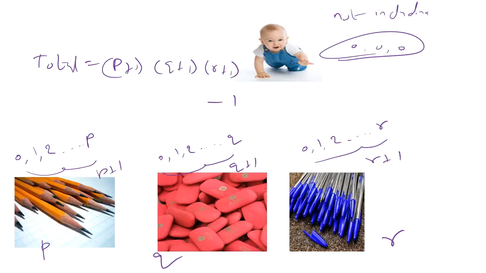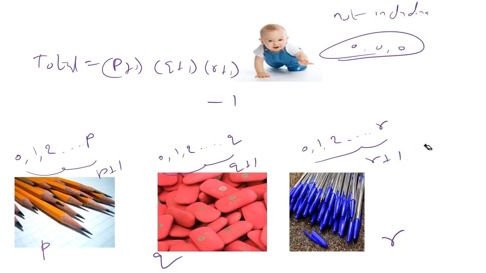And the proof is like this. P pencils, q erasers and r pens. The number of ways of selecting any of these objects. So here we have a little boy, and the number of ways of selecting any of these objects by this boy is going to be p plus 1 for selecting pencils, q plus 1 for selecting erasers, r plus 1 for selecting pens.